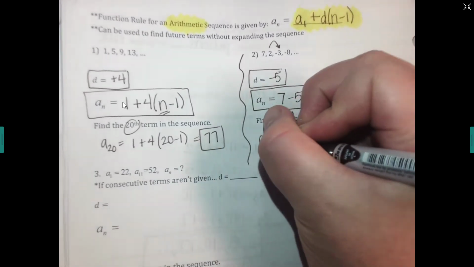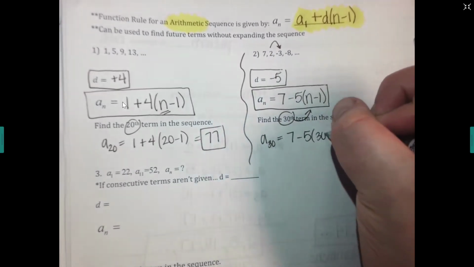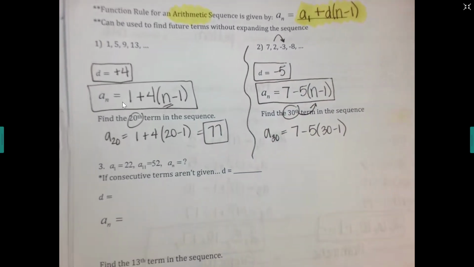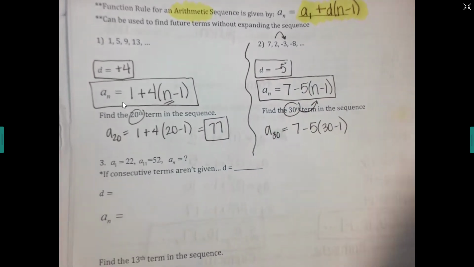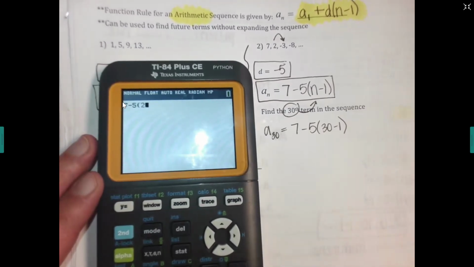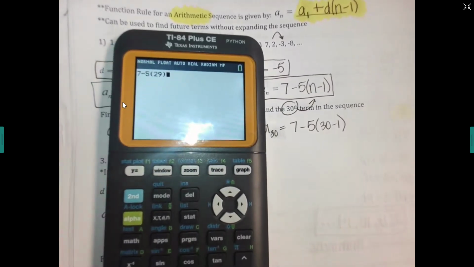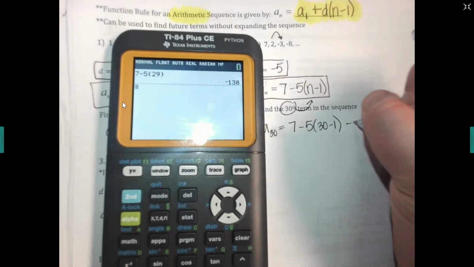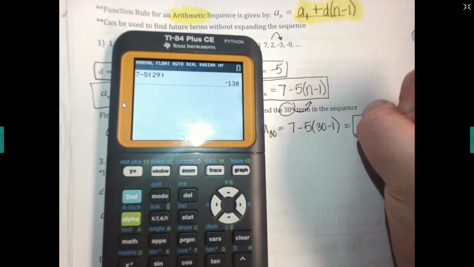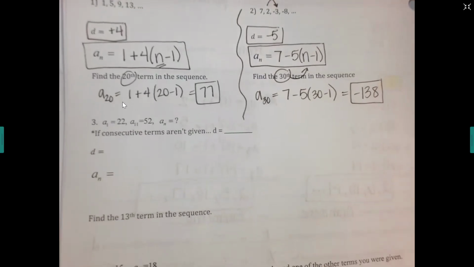So it'd be a sub 30 equals 7 minus 5 times (30 minus 1). Now, usually when I type these into the calculator, I'll just put 7 minus 5 times 29. Because I know that if I want the 30th, I only need to take away the 5 part 29 times, because it's always 1 less. So it'd be negative 1. Easy? Questions? All right, take a look at the next one.